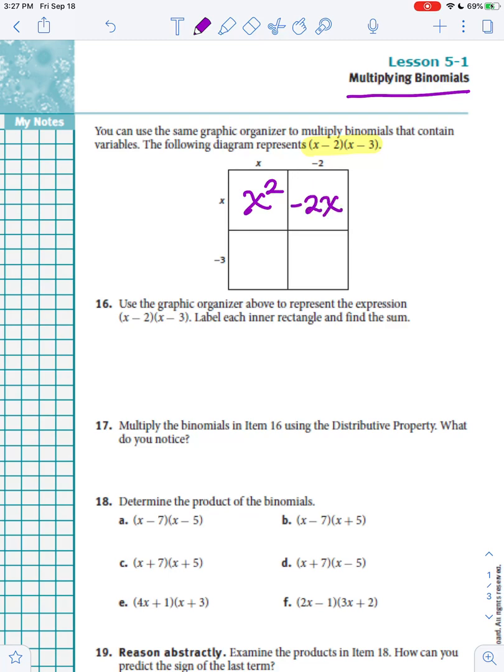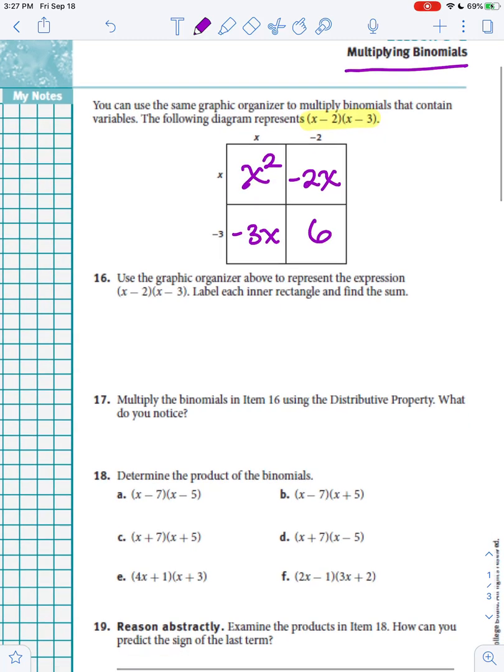Then x times negative 2, we have negative 2x. Negative 3 times x, negative 3x. And finally, negative 3 times negative 2, and that will give us 6. Those are the four terms that we're going to get from multiplying those binomials. But we should notice that we get like terms when we multiply, and so those we're going to be able to combine together.